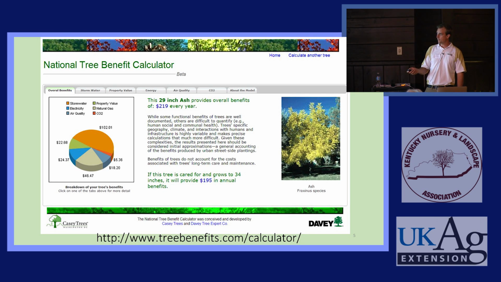So you can see that this 29-inch ash provides $219 every year. About half of that comes in stormwater removal, collects the stormwater. The other ones are reduces electricity and gas, increases property value, etc. And as it grows, it continues to increase property value and other economic benefits.